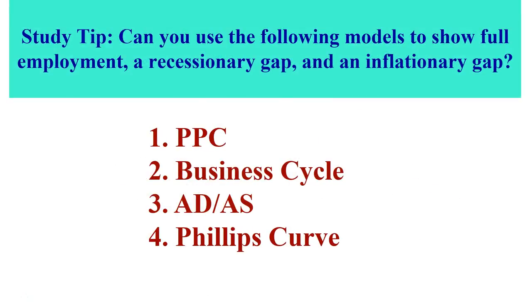Hope that helps you figure those things out. By now, you should be able to take the four big models that we've done, the PPC, the production possibilities curve, the business cycle, aggregate demand and supply, and a Phillips curve to show full employment, a recessionary gap, and an inflationary gap. That's how you know when you really have it.